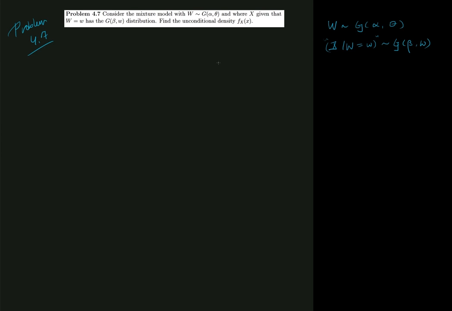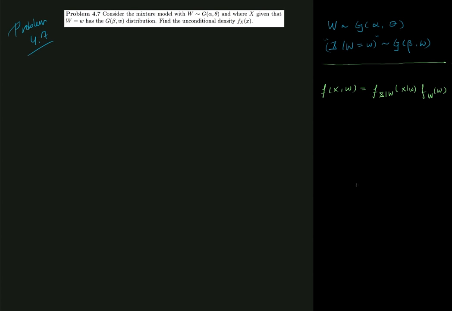So now we're asked to find the unconditional density of x. Just a couple of freshening up remarks here. You probably remember that we have something called the simultaneous density of x and w. The way that this relates to the conditional densities is that the simultaneous density is equal to the conditional density of x given w, evaluated in little x given little w, multiplied by the density of w.